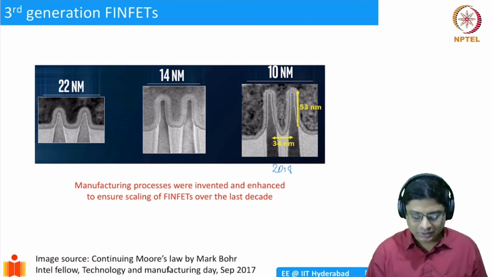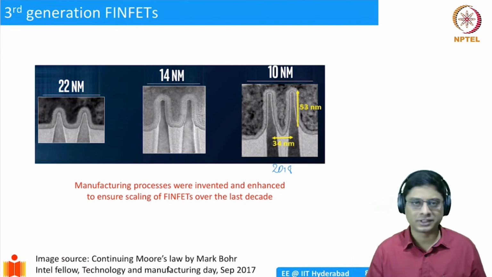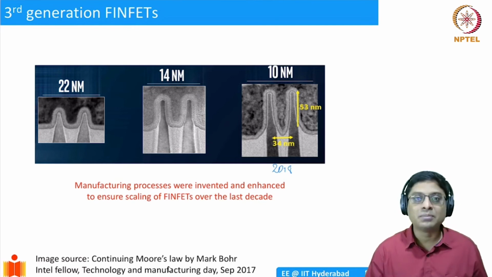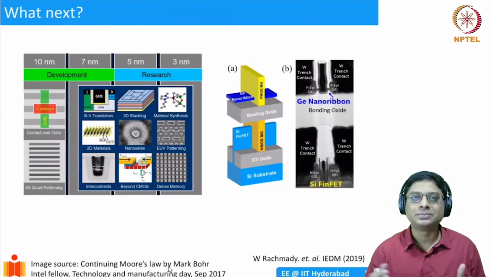Okay. But Intel has managed to do all of these improvements. Of course, after Intel, a lot of other companies have also done it: AMD, GlobalFoundries, TSMC, and so on. A lot of companies have done these things. Okay, so these are the improvements that were done. And finally, what next?